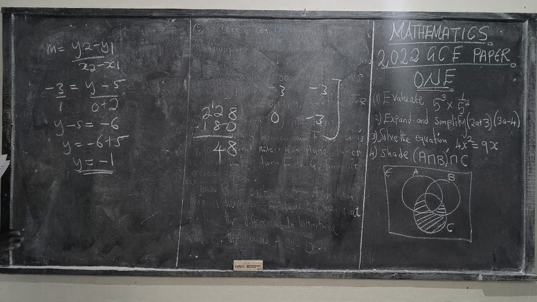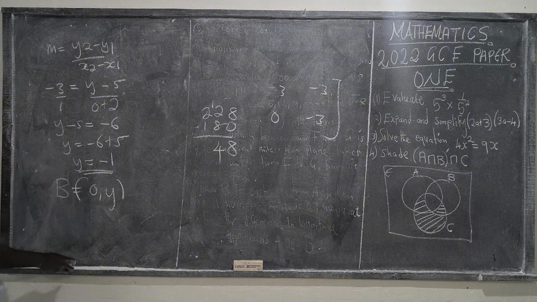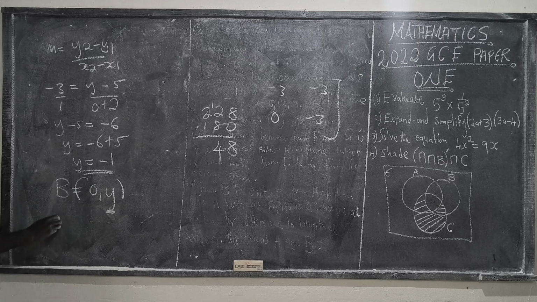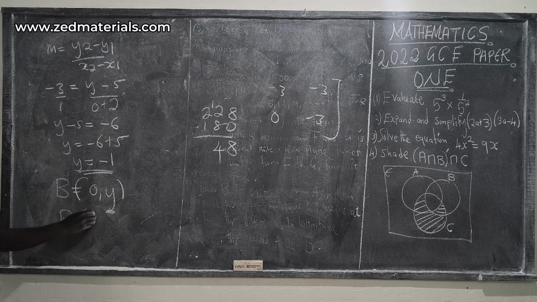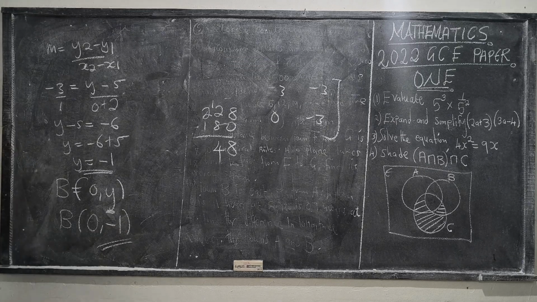So the value of y is negative 1. B is 0, y, meaning that our value of y now is negative 1. So you just say the coordinates of B will be (0, negative 1). Done. Then you have your answer there.